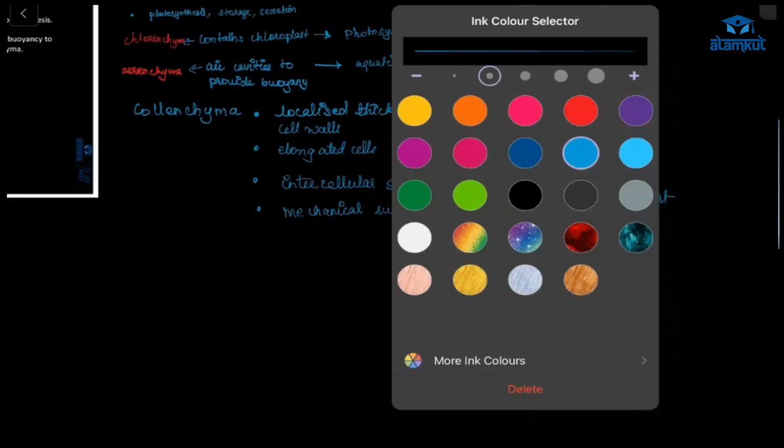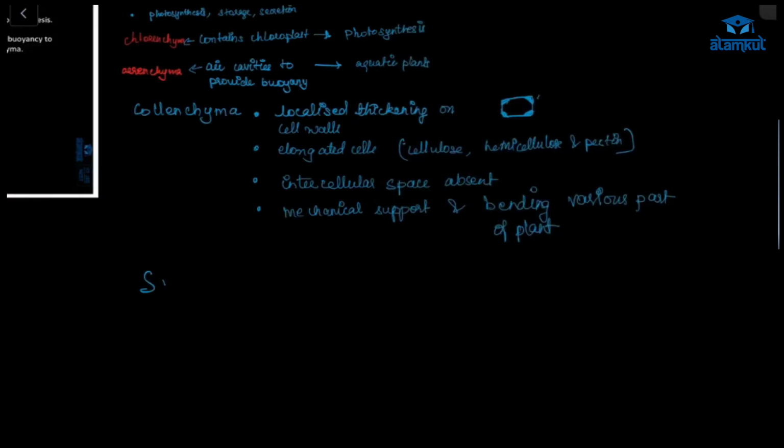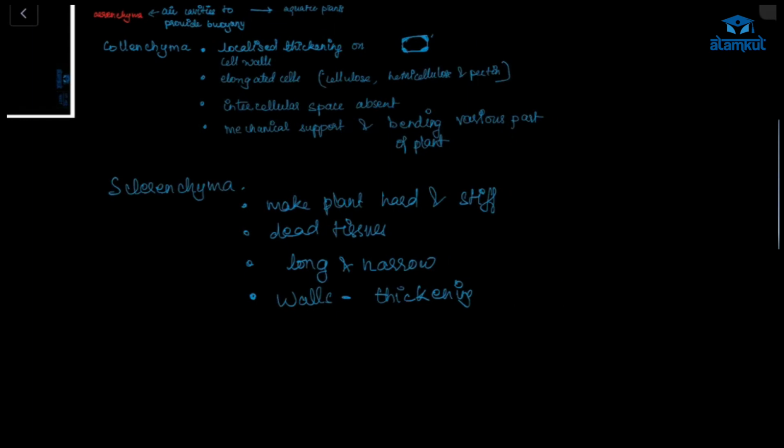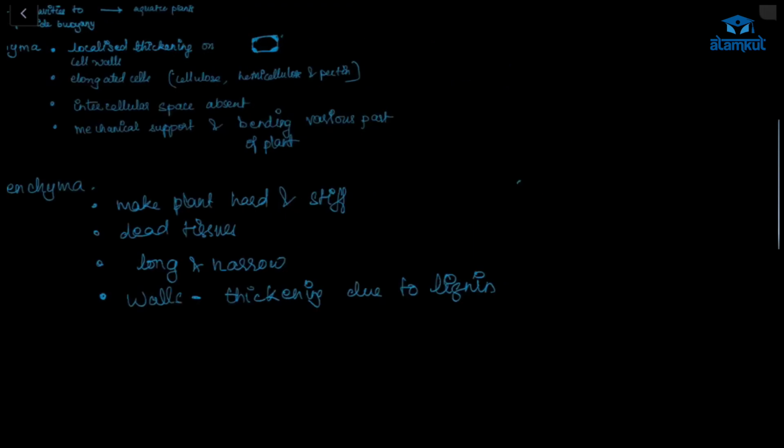The last thing we have is sclerenchyma. They make the plant hard and stiff. They are dead tissues. Their cells are long and narrow, and their walls are thick. This thickening is due to lignin. Their wall contains lignin, so there is thickening, and the thickening will be uniform.